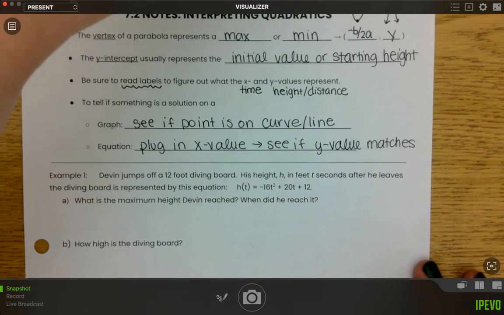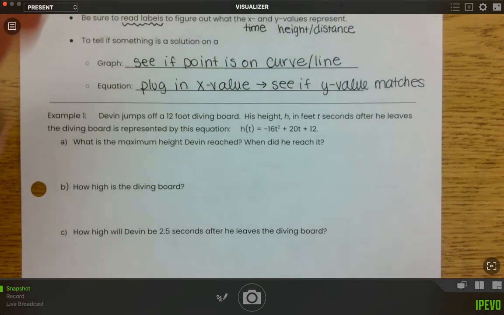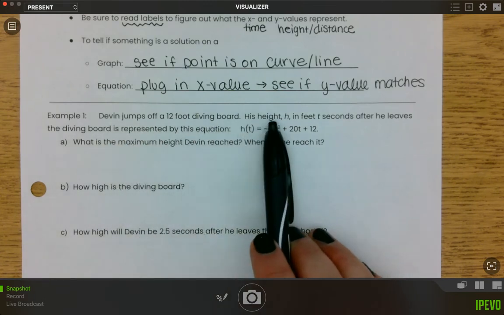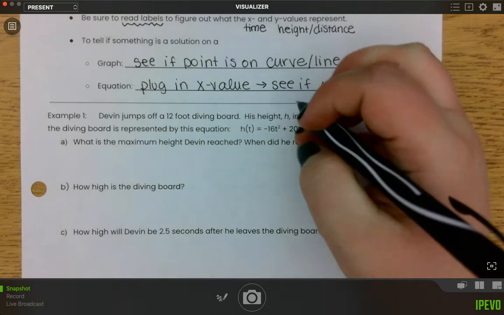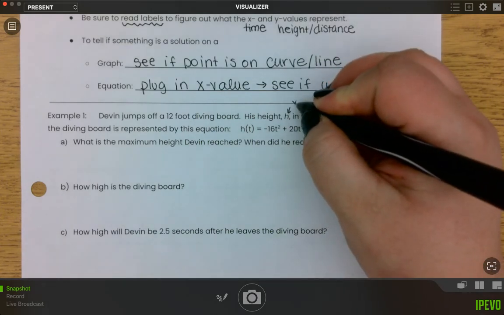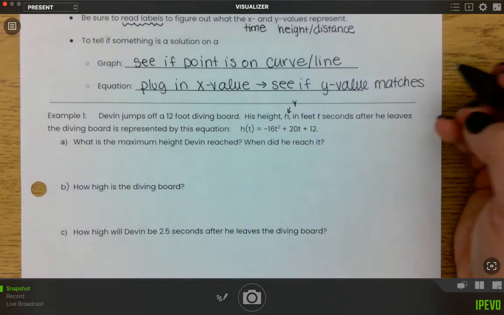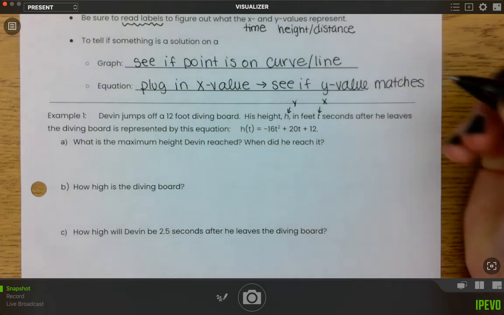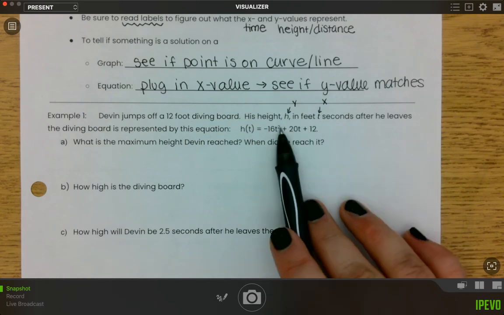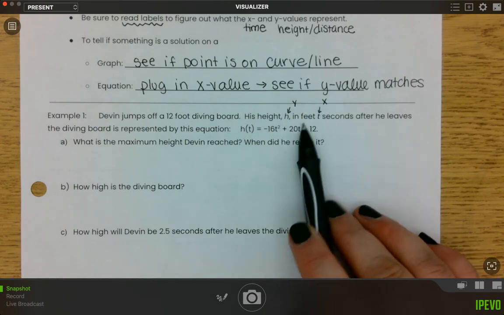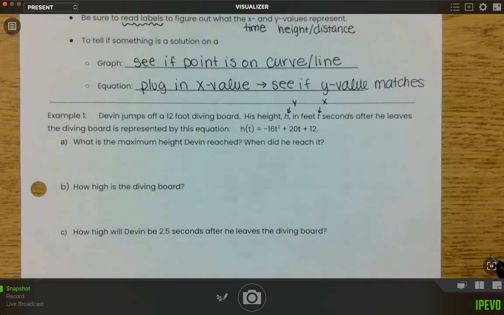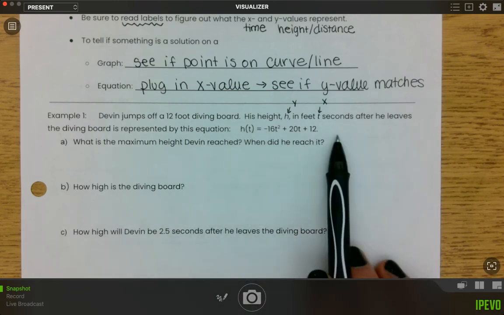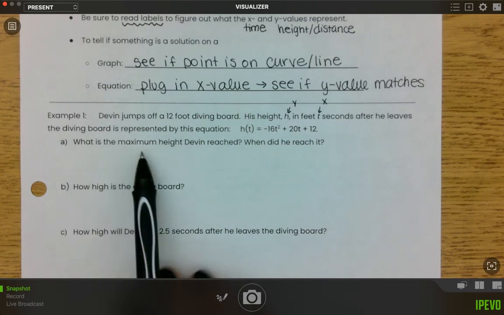Let's talk about Devin jumping off of a diving board in example 1. So Devin jumps off of a 12-foot diving board. His height, h, this is like the y value, t seconds after he leaves the board is represented by this equation. So the y value is turning into h and the x value is turning into t. It's just using different letters, okay? And then it gives you his equation right here. Awesome.